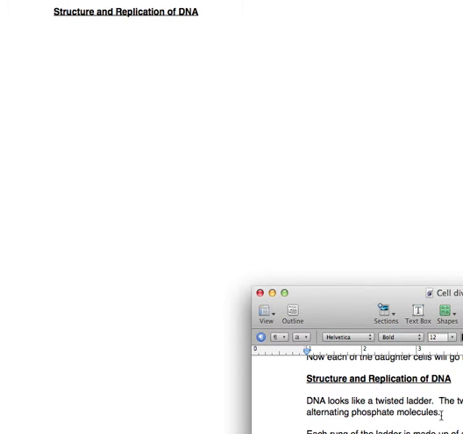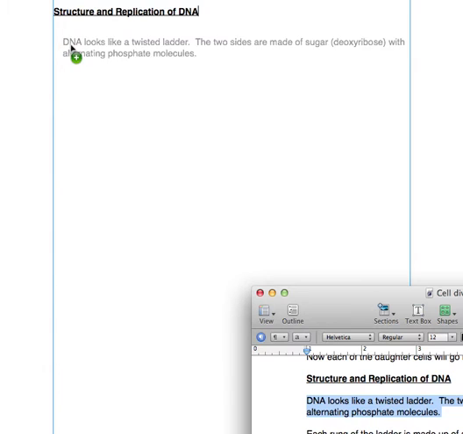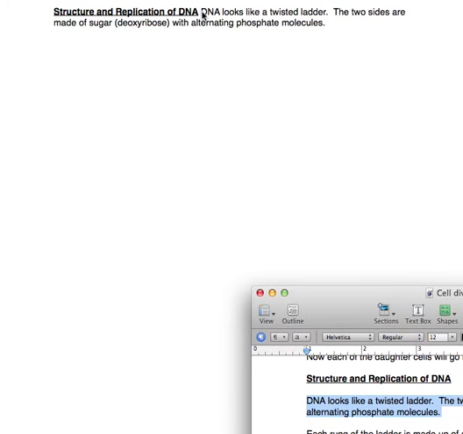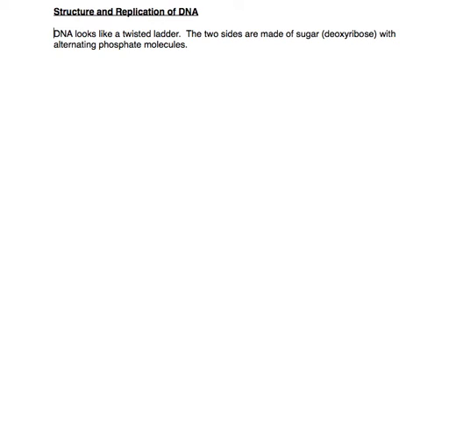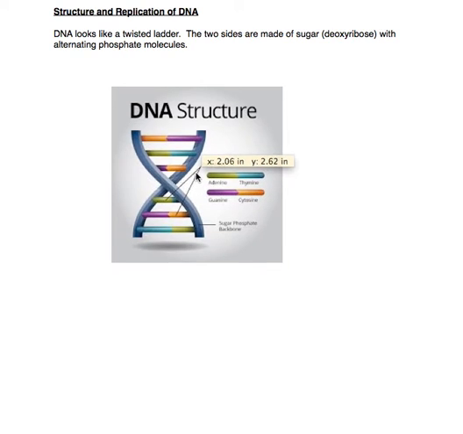Okay, let's talk about the structure and replication of DNA. So DNA looks like a twisted ladder. Here we go. I'm going to give you a little picture of that. Here we have the twisted ladder. The sides are made up of sugar molecules that alternate with phosphate molecules.